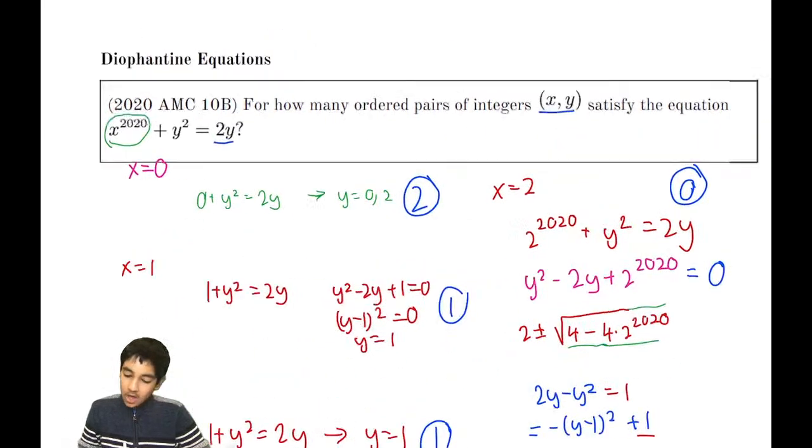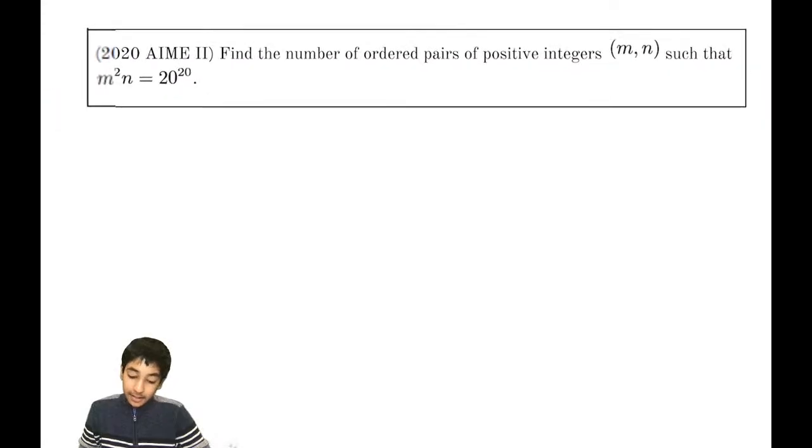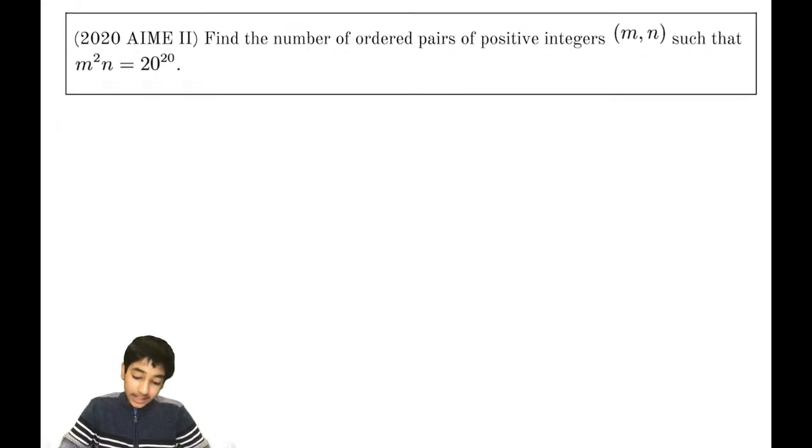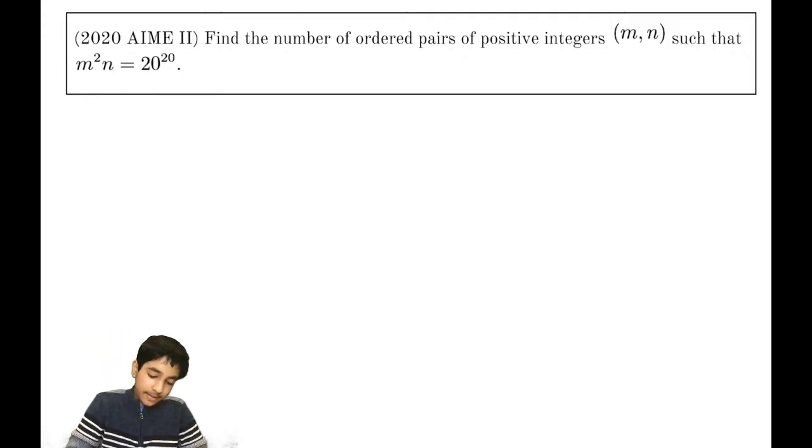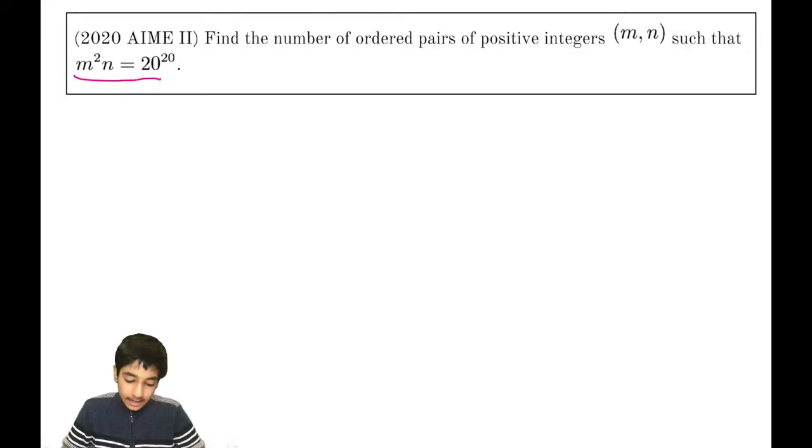Okay, now let's take a look at the next problem. This is a really cool Diophantine equation problem. So we're multiplying m squared times n, and we want it to equal 20 to the power of 20. That's interesting. Okay, so how can we do this problem? I'll give you some time to try this. So m squared n equals 20 to the 20.